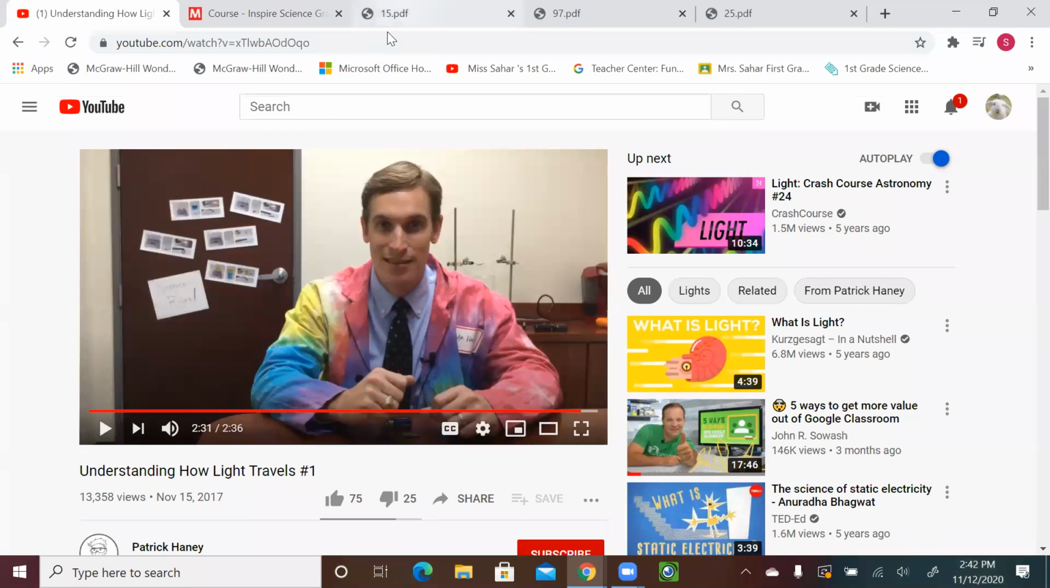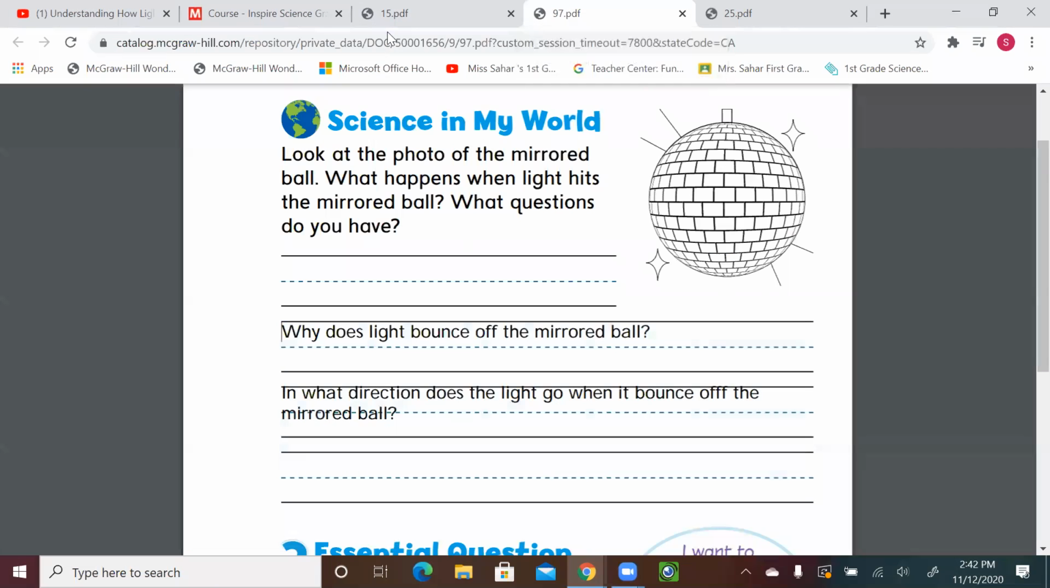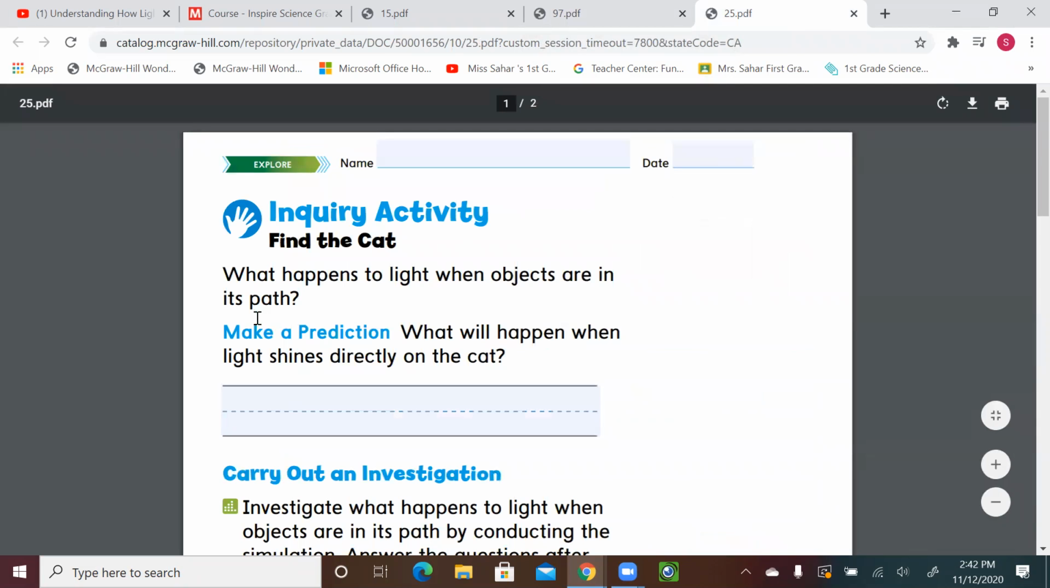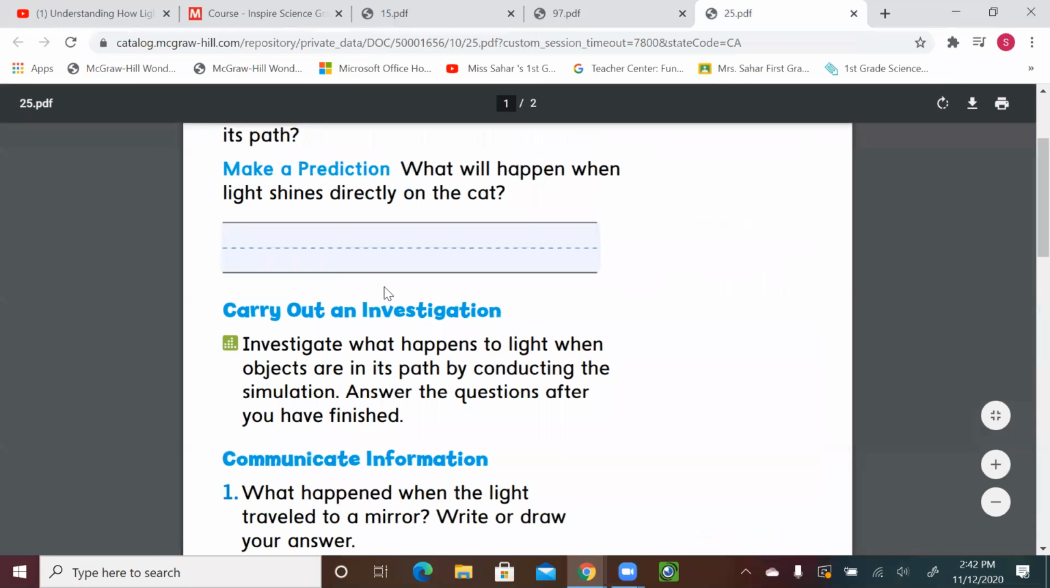All right, so this will help us to understand the next coming part. Over here, make a prediction. What will happen when light shines directly on the cat?